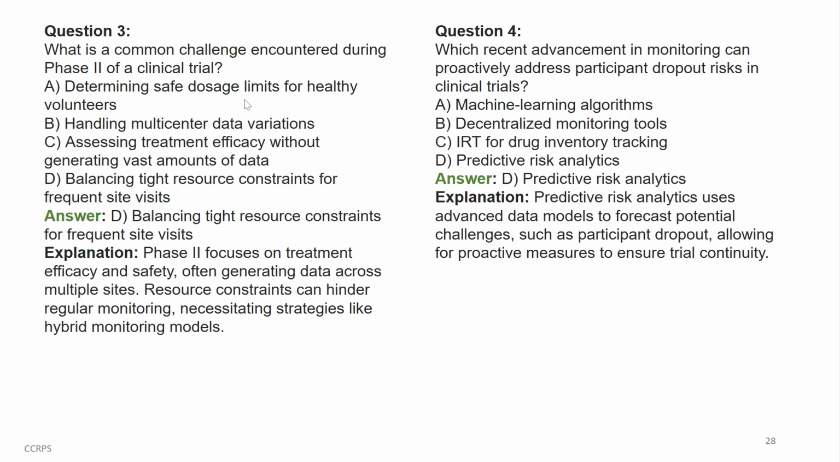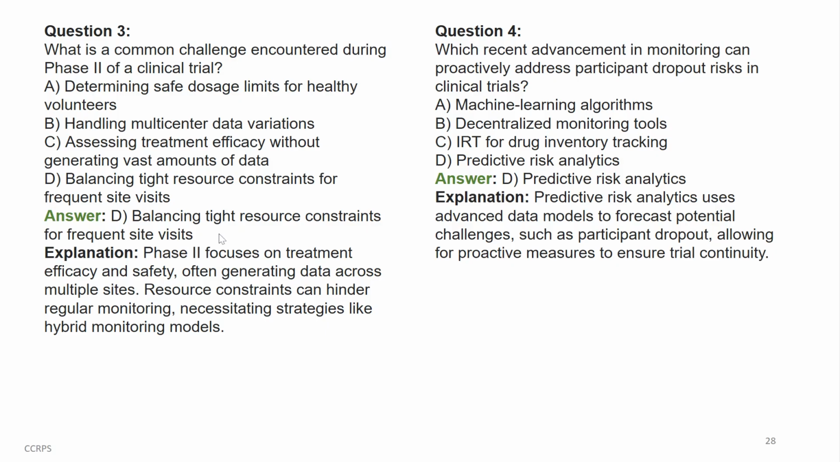Is it A, determining safe dosage limits for healthy volunteers? Is it B, handling multi-center data variations? Is it C, assessing treatment efficacy without generating vast amounts of data? Is it D, balancing tight resource constraints for frequent site visits? So here we're talking about the challenges, right? If we remember, one of the challenges is the low budget. So the answer will be D, balancing tight resource constraints for frequent site visits.